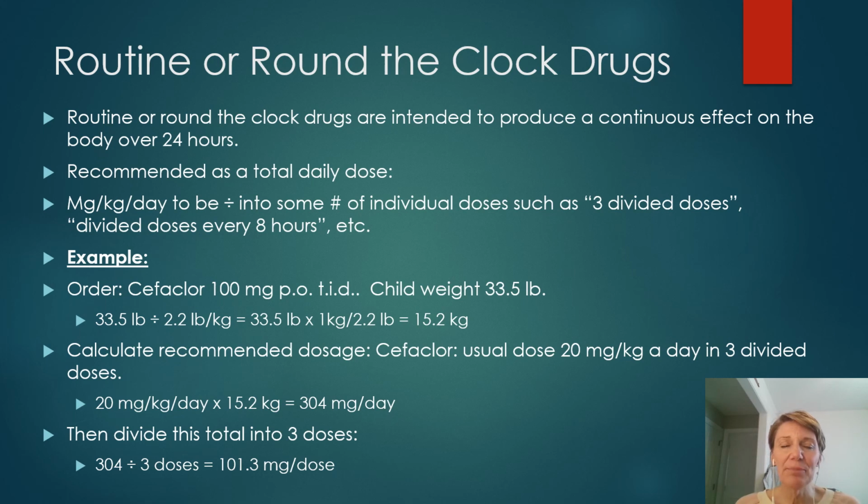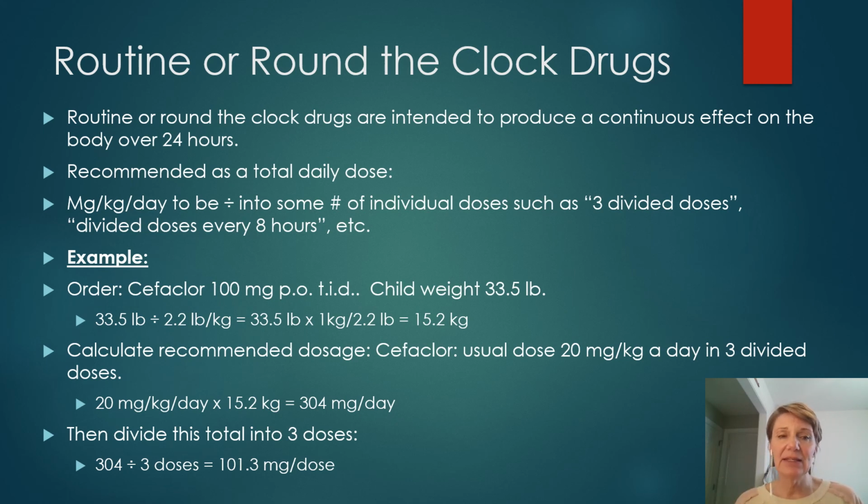So first of all, routine around-the-clock drugs can be ordered as well. The reason we may order routine or around-the-clock medications is to give that continuous effect on the body over a 24-hour period. We're trying to prevent those peaks and valleys of treatment. So when those drugs are ordered, they are usually ordered as a total daily dose, and then it will indicate in so many divided doses.